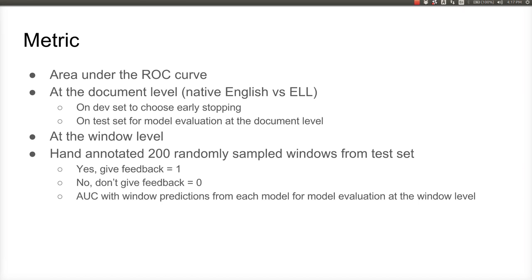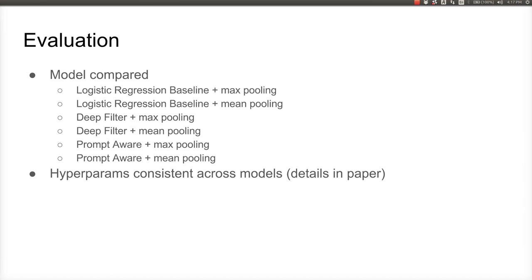I use area under the ROC curve between the document level predictions and whether the essay was written by an ELL student as the early stopping criteria and as the document level model evaluation. In addition, I hand annotated 200 randomly sampled windows from the test set with a 1 if I would give the student feedback on that window and a 0 otherwise. The area under the curve with these labels and the window level probabilities provides a second model evaluation metric. All three models are tried with both mean and max pooling over time. Hyperparameters were held constant across models.